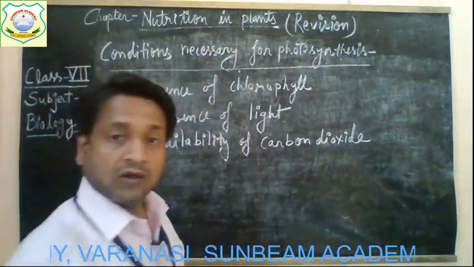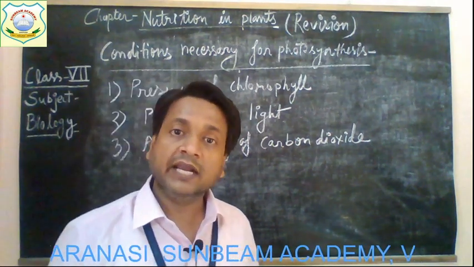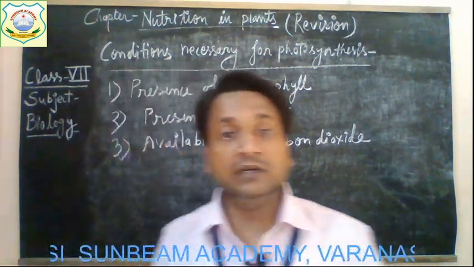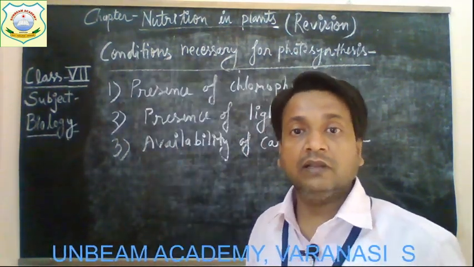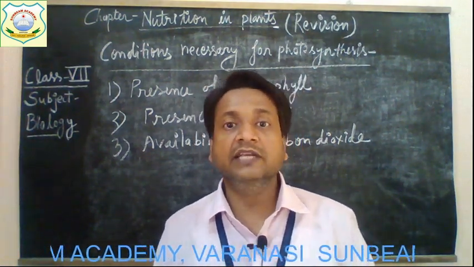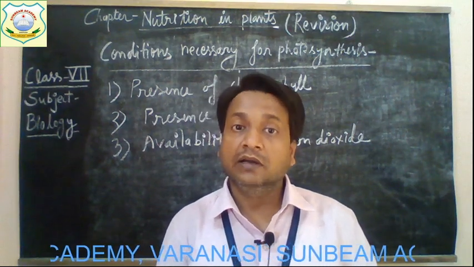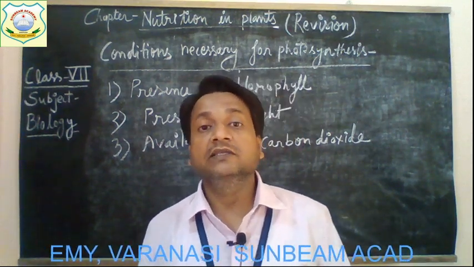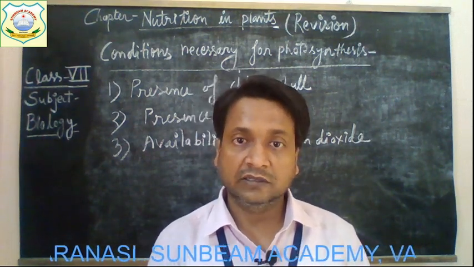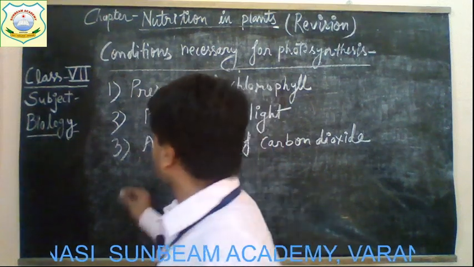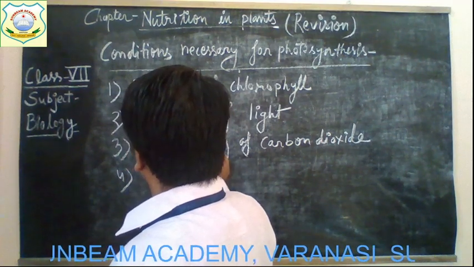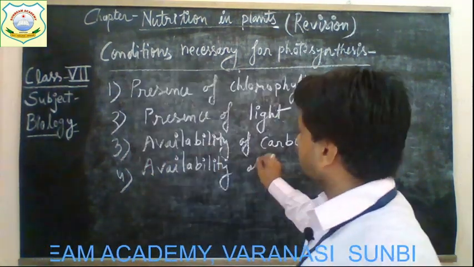availability of carbon dioxide. If the carbon dioxide is available, the process of photosynthesis will take place. And if the carbon dioxide is not available, in that situation the process of photosynthesis will get affected. It will get stopped. Okay, so the availability of carbon dioxide is the third important condition which is necessary for photosynthesis. All right, children. And the fourth condition is availability of water.